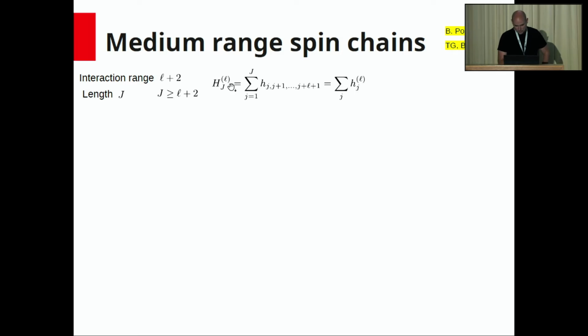We can see that this Hamiltonian is a sum of densities, and this density operator acts non-trivially on L+2 sites, and I also use this shorthand notation for the density with interaction range L+2. And it is clear that this Hamiltonian is also only defined for lengths which are bigger than the interaction range L+2.